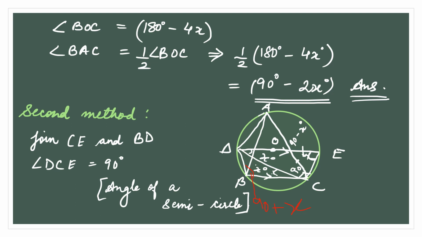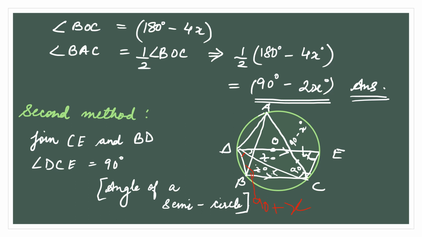this triangle BDC, okay, one angle is equal to x degree, second angle is equal to 90 plus x degree. So what is the angle BDC equal to? Third angle will be 180 minus 90 minus x, that is 90 minus x, right? This angle will also be equal to 90 minus x. So 90 minus x, this angle is 90 minus x.